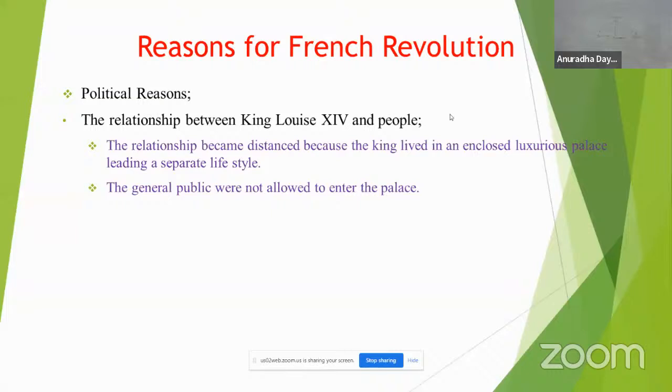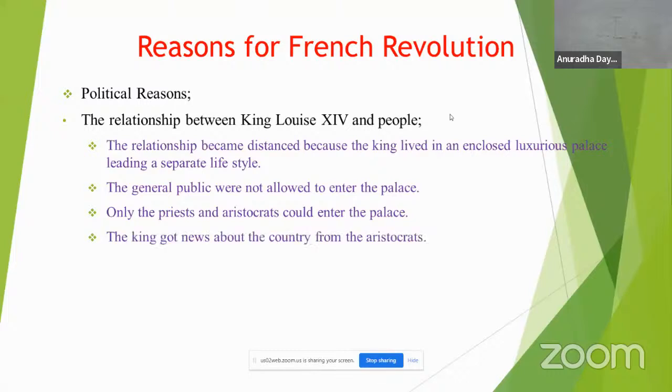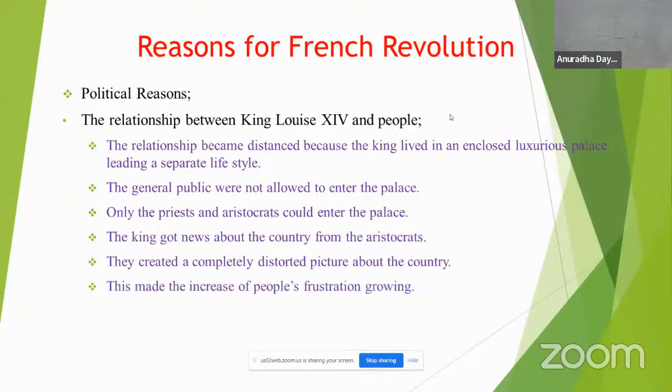The general public were not allowed to enter the palace. Then how did they know about the king? From the nobles, because only nobles and priests were allowed to come to the palace. Only the priests and aristocrats could enter the palace. The king got news about the country from the aristocrats. They created a completely distorted picture about the country. This increased people's frustration.